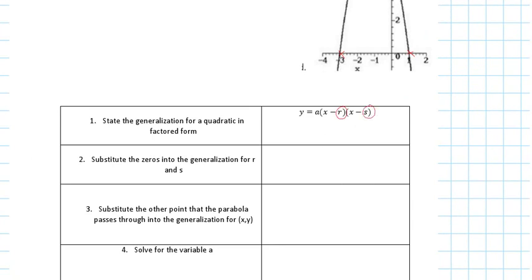So these are your zeros. I'm going to plug in negative 3 for r, so that's going to be y equals a(x minus negative 3). Are we okay with that part? So the minus is in the equation, and r is already a negative, so I have to put a negative 3. No, it's not, because we did that in the vertex form as well.